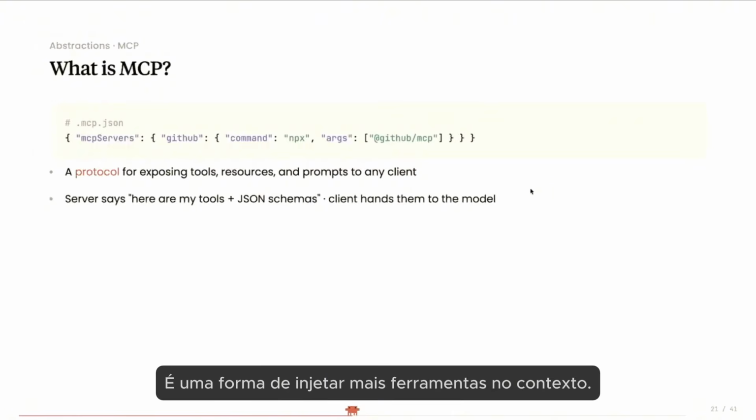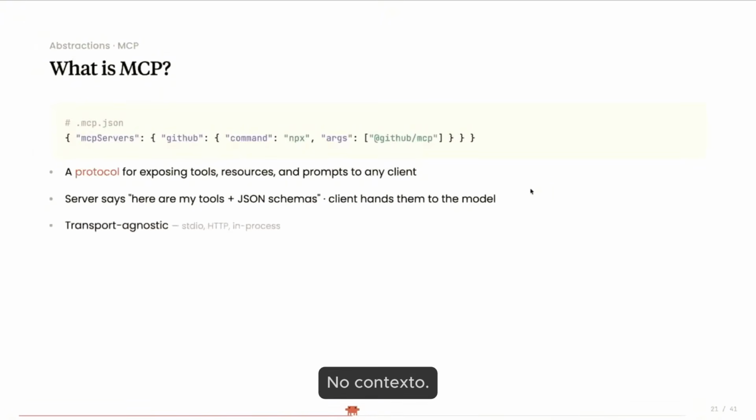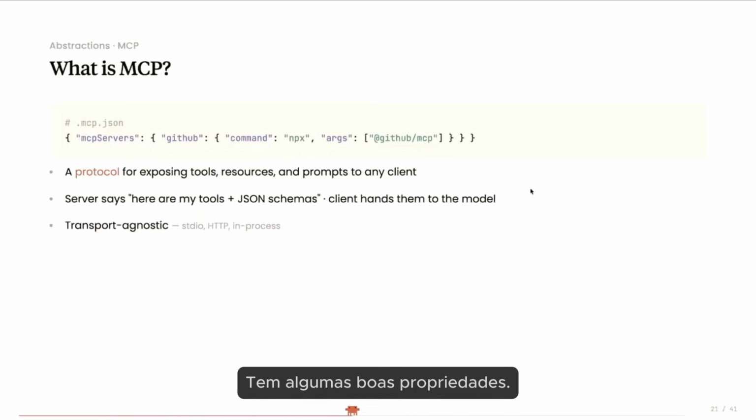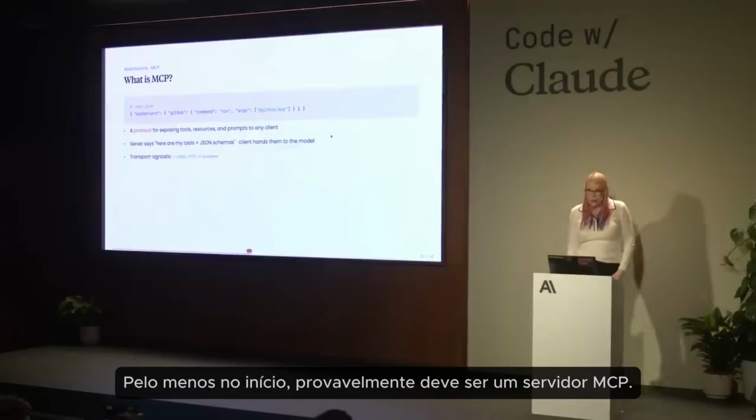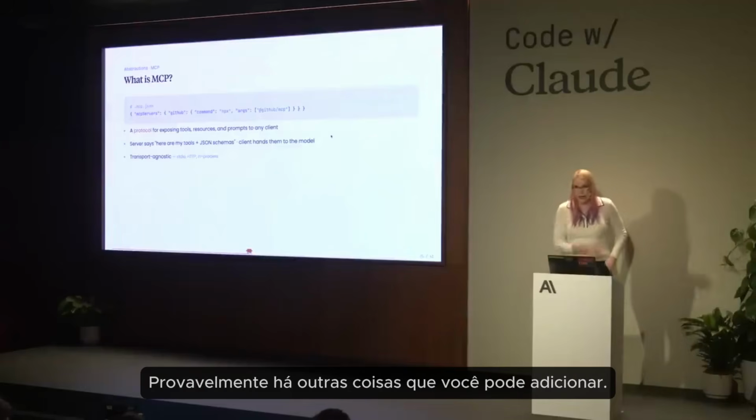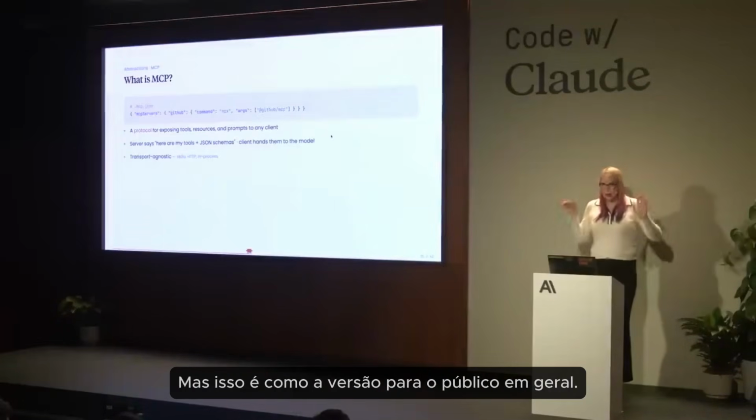And it's a way to kind of inject more tools into the context. It has some nice properties, like it's transport agnostic. It mostly handles auth for you. It's meant to be the thing that if your company wants to ship an integration with Claude, that integration shipped to the public from your company should probably be an MCP server, or at least at first should probably be an MCP server.